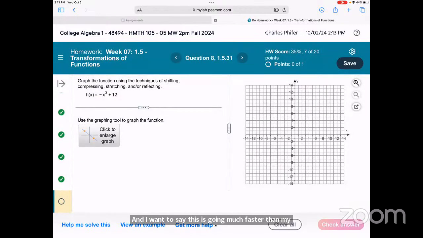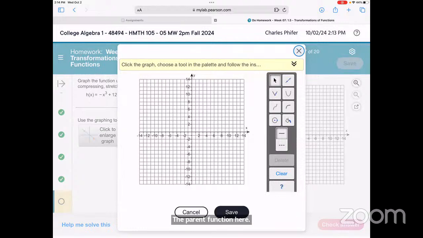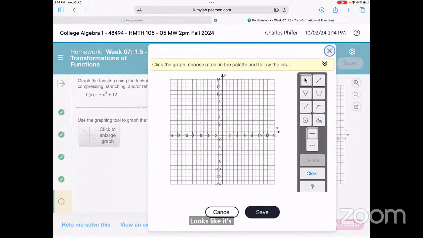Graph the function using techniques of shifting. Okay, another graphing. The parent function here looks like it's x cubed. X cubed is going to be third row on the left. I'm going to click on that tool, and I'm just going to click randomly on the graph.